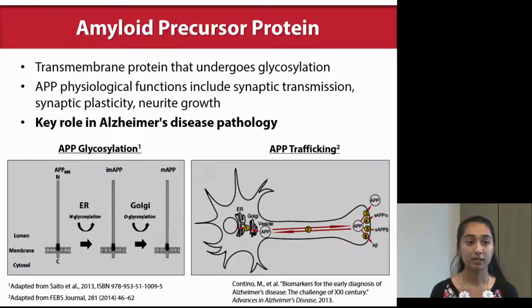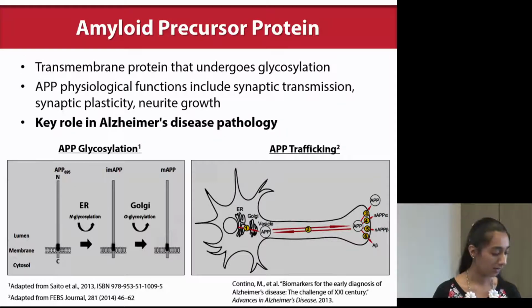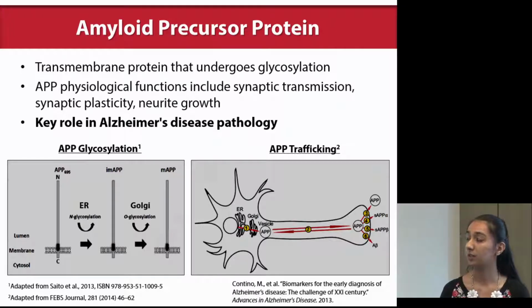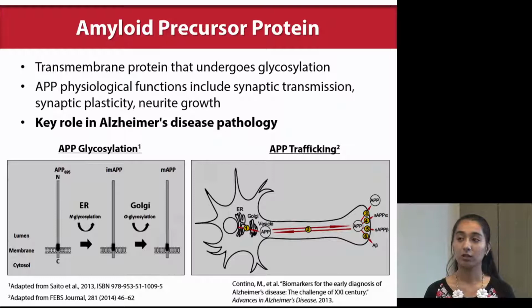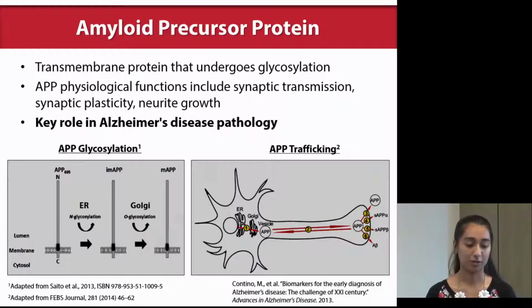The image on the left shows APP glycosylation. Once APP is translated, it gets N-glycosylated within the endoplasmic reticulum. N-glycosylation is when a sugar complex is attached to an asparagine amino acid residue. This N-glycosylated APP is still immature. It has to be translocated to the Golgi to undergo O-glycosylation, which is when a sugar complex is attached to a serine or a threonine amino acid residue, and eventually it gets matured.